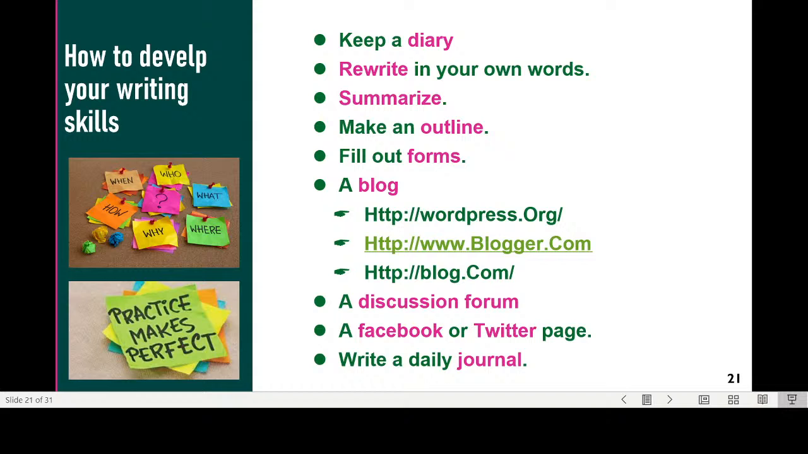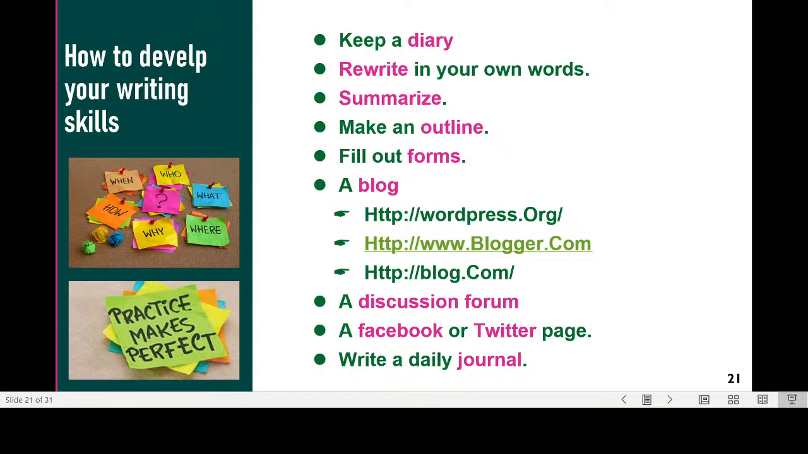If you watch a movie, you watch a video, a lecture, you read something, you can rewrite it, summarize it in your own words, and or make an outline of the main points and the important details. You can fill out forms online, and you can sign up for a blog where you can keep your diary or journal. You can sign up for a blog on WordPress, blogger.com or blog.com.